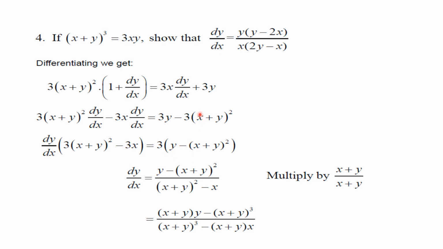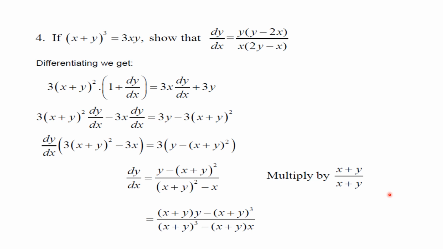So you collect the dy dx coefficients together and you divide. You divide the right hand side by the left hand side coefficient of dy dx. The 3 gets cancelled out because you divide the 3 out. And now you have this, but it still doesn't look like your answer. So there's some modification required. You need to multiply by x plus y over x plus y. It's as if you're multiplying by 1, but you're just changing the form of the answer.